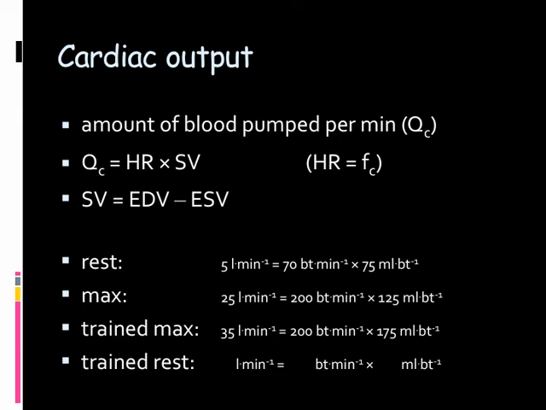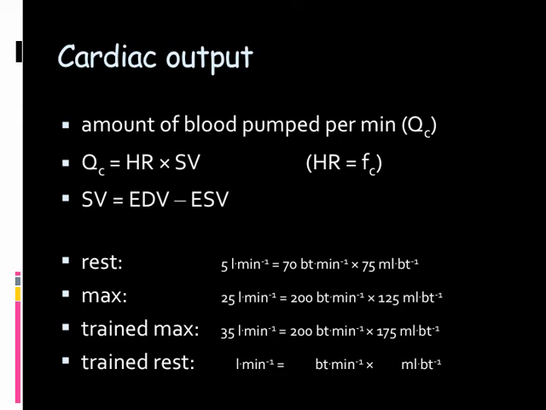So the stroke volume, how much blood is pumped out, is the difference between the amount of blood in the heart after it fills and the amount of blood left in the heart after it contracts. Now look at the equation. Stroke volume, the amount of blood pumped with each beat, is the difference between the end diastolic volume, the volume of blood in the heart at the end of diastole, at the end of the filling period, and the end systolic volume, the amount of blood still left in the heart after it contracts, after systole.